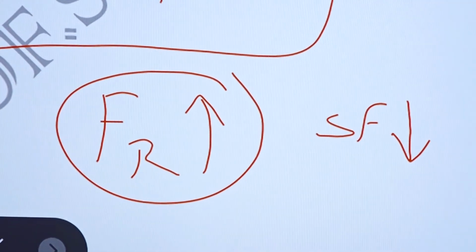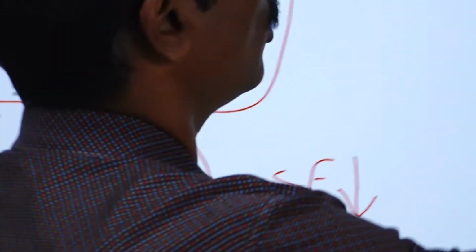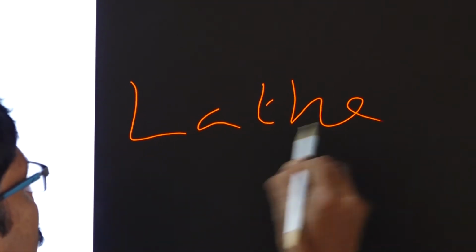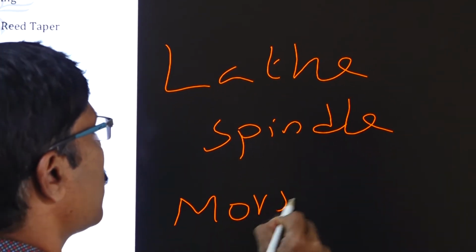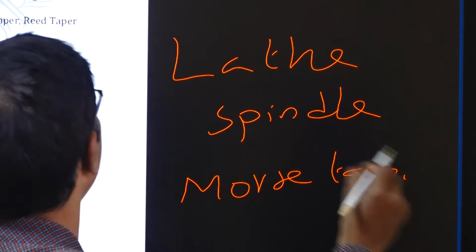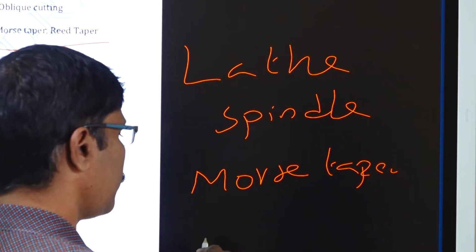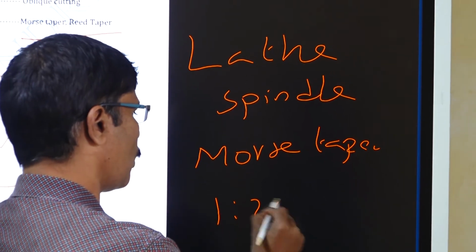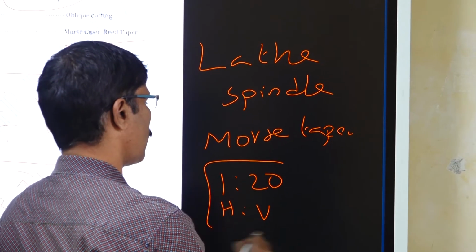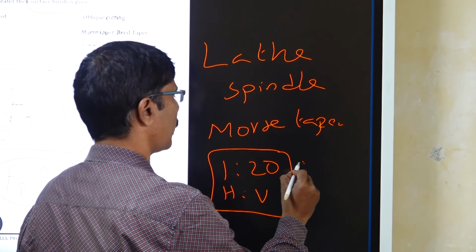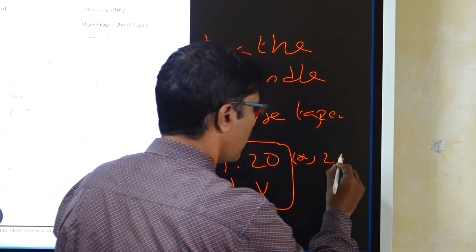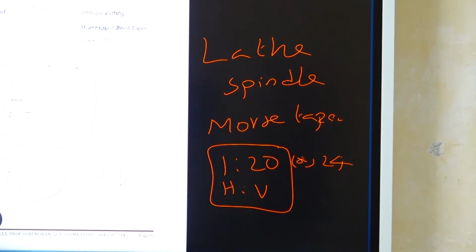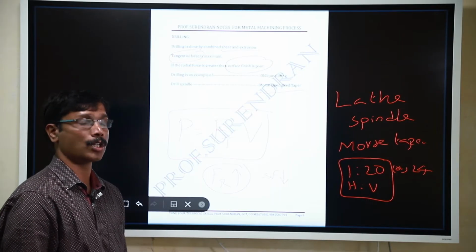The drill spindle is made with Morse taper. Similarly, the lathe spindle is also provided with Morse taper, and in the drill bit also there is the Morse taper. The ratio of horizontal to vertical is 1:20, or in some books it is 1:24. So 1:20 or 24 is the horizontal to vertical ratio of the Morse taper.